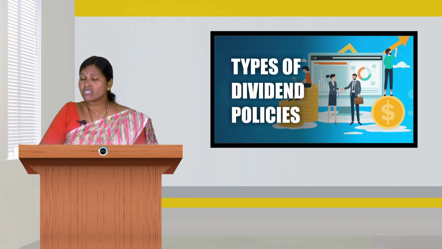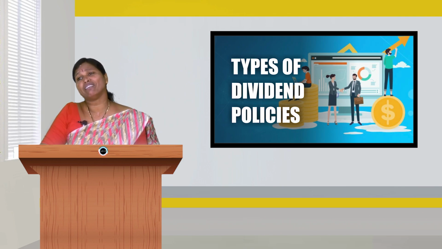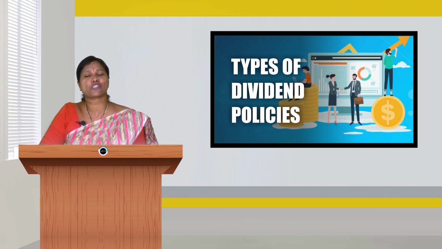And the next merit is modest expectation. Both the market and the shareholders will not expect a very high dividend from a conservative company, because they are declaring a dividend only one time in a year. So there are no expectations from the market as well as the shareholders. Hence, there is no pressure on the company to declare the dividend on the high expectations of the market.